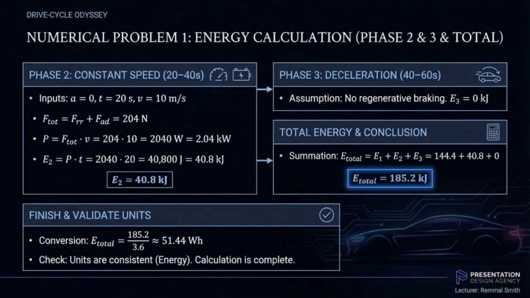Now we add all phases. The total energy equals 185.2 kilojoules. To convert to watt-hours, we remember that 1 watt-hour equals 3,600 joules. So energy in watt-hours equals 185.2 kilojoules divided by 3.6. The total energy becomes 51.44 watt-hours. This completes the simplest numeric quest. The units are consistent: force in newtons, power in kilowatts, and energy in kilojoules and watt-hours. The ledger is balanced and validated.